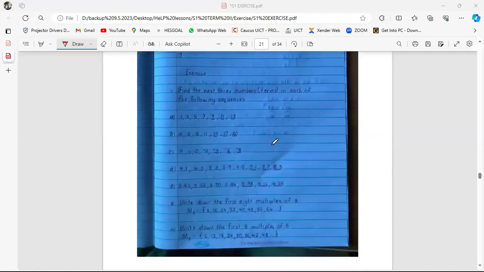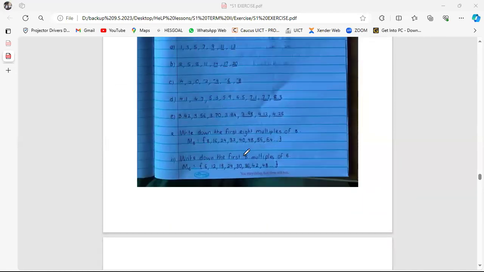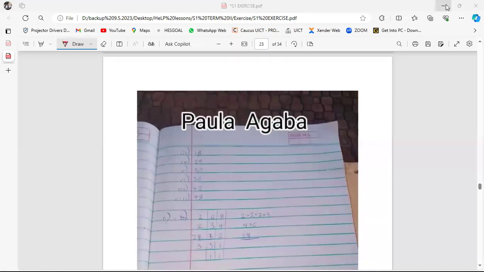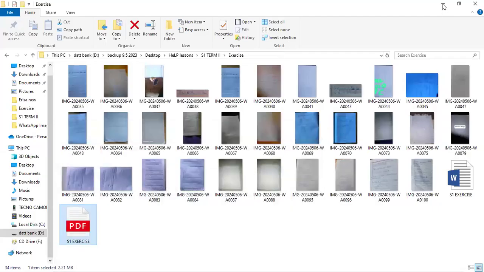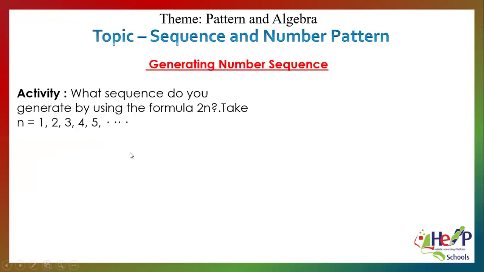Now, this is Ayo's work, and she did some good work as well. I pray that she passed that. Unfortunately, I received only one page for Ayo. If she has another work, this is Paula. Okay, that was it.